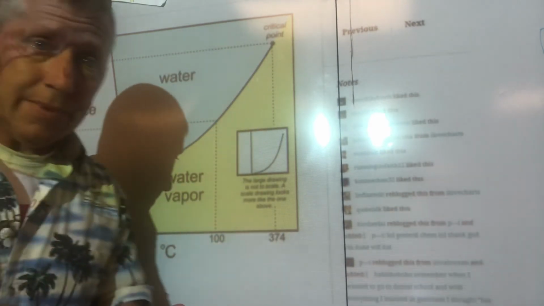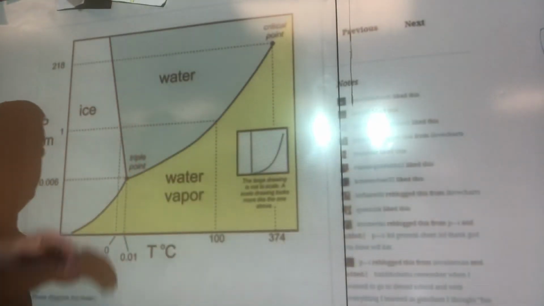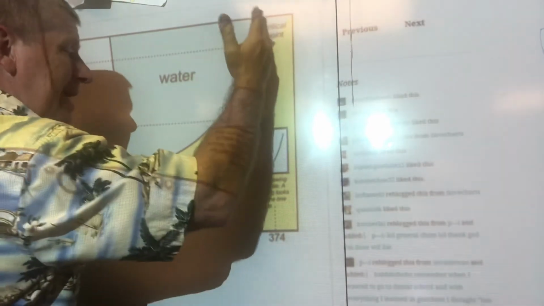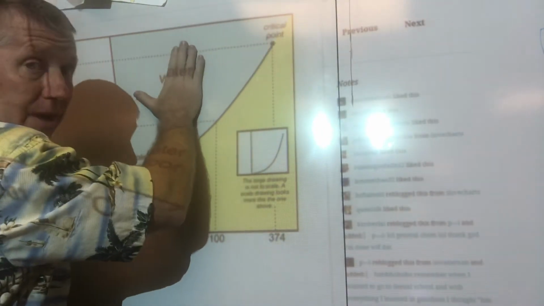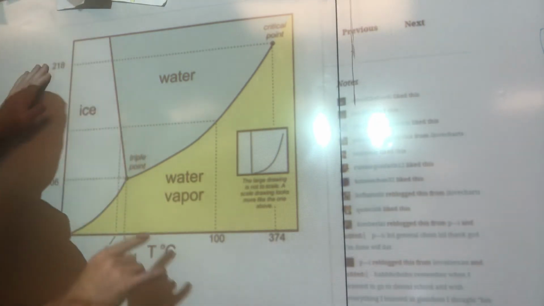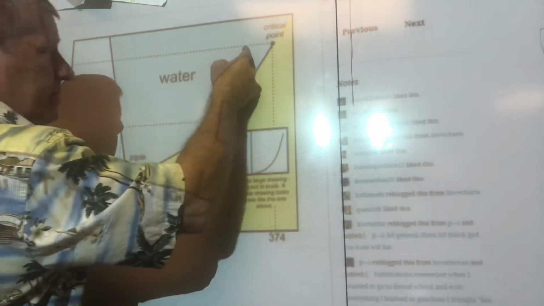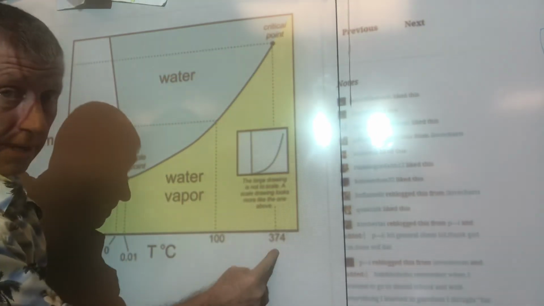The critical pressure is the most pressure. That's our next term on here. The critical pressure is the amount of pressure that it takes to keep water as water at the critical temperature. Let me repeat that one more time. The critical pressure is the pressure that it takes to keep water as a liquid at the critical temperature.